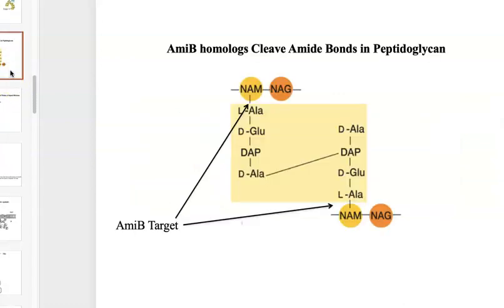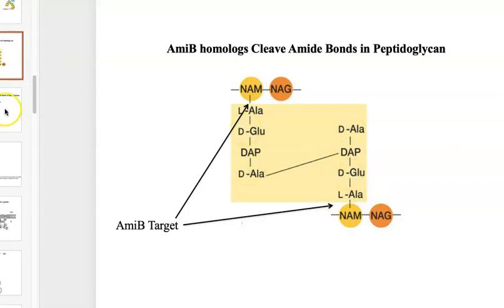Another thing that's really important in this process are amidase type enzymes. Amidases are enzymes that cleave amide bonds in peptidoglycan. Here's the peptidoglycan chain up here: N-acetylmuramic acid, N-acetylglucosamine, and then the tetrapeptide side chain that's cross-linked to an adjacent tetrapeptide. The amidases will cleave here and remove this cross-linkage.